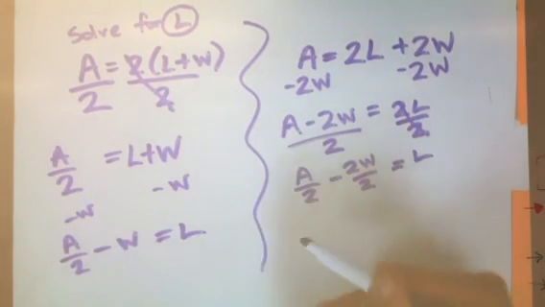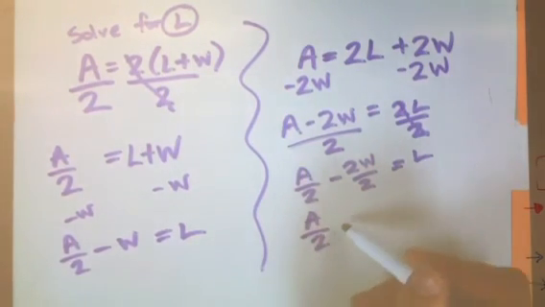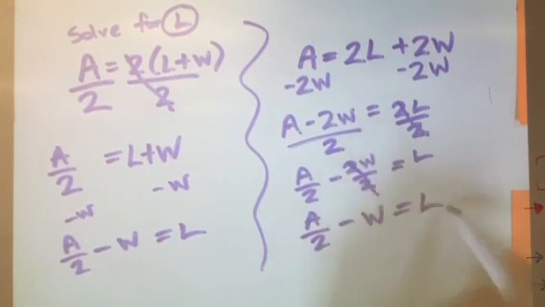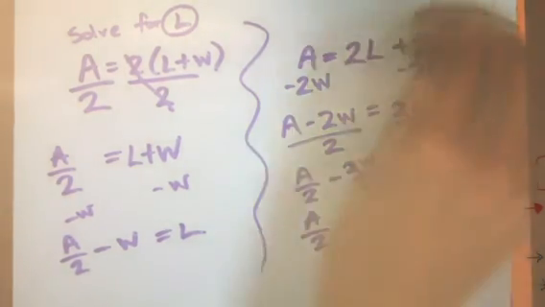So I can still simplify. This is A divided by 2 minus, the 2's cancel, W equals L. So you can see that there are two ways to arrive at the same answer. Let's look at another example.